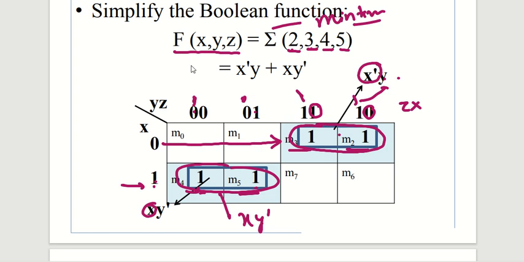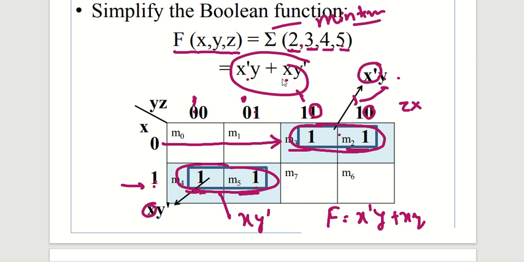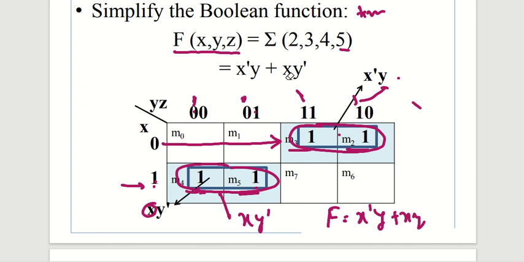Now the final function can be represented as sum of different product forms. So f will be equal to x dash y plus x y dash. Although we started with 4 different minterm values, in the end we are getting 2 simplified terms. That is the advantage of using K-map. So we can easily minimize any given Boolean function so that it can be implemented very easily by logic gates.